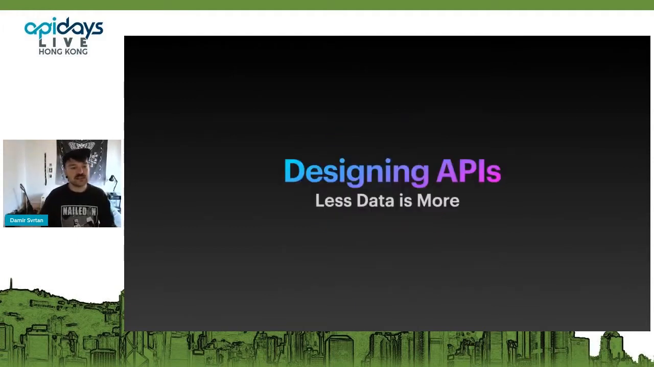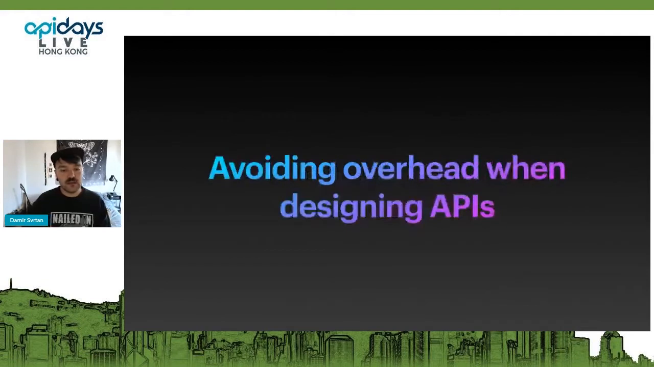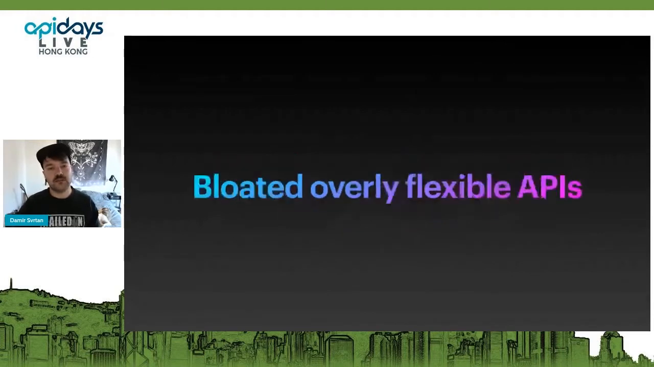Now, designing APIs, less data is more. Why is this topic relevant to me? Well, I've been building APIs for the last 7 years, and I've seen a pattern where developers like to expose more data than is actually needed. I want to talk about avoiding overhead when designing APIs. Now, what kind of overhead? I want to talk about not building bloated, overly flexible APIs. Examples of those might be queries that nobody asked for, endpoints that nobody's using, generally unused functionality like extra fields or extra relationships on resources, all of these things that nobody probably asked for, but you still have to maintain.